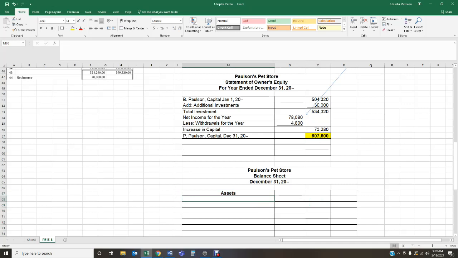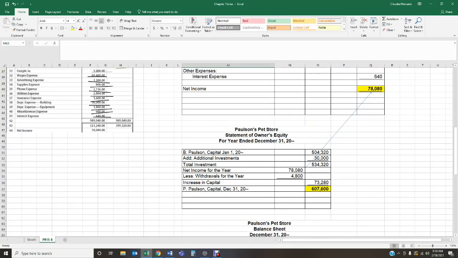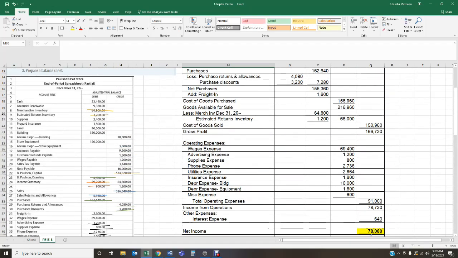Okay, we have two different types of assets. We have our current assets. These are any assets that you can convert to cash in less than a year. Okay. And we're going to look at our assets section. Our assets are in the very top. We've got cash of $23,440.